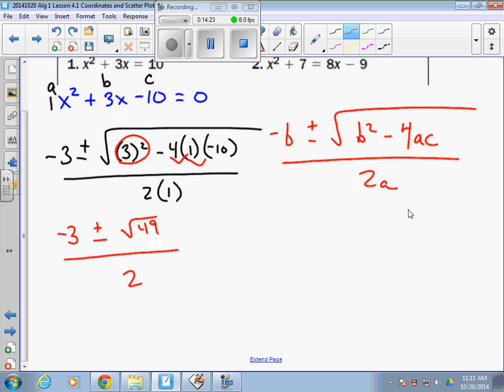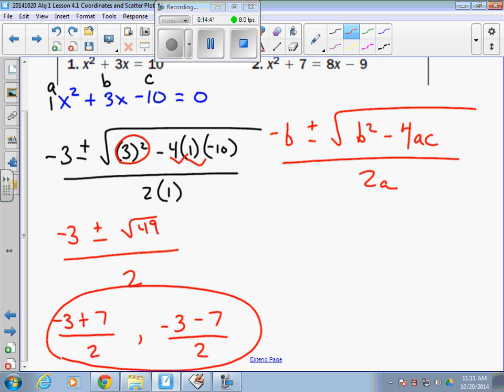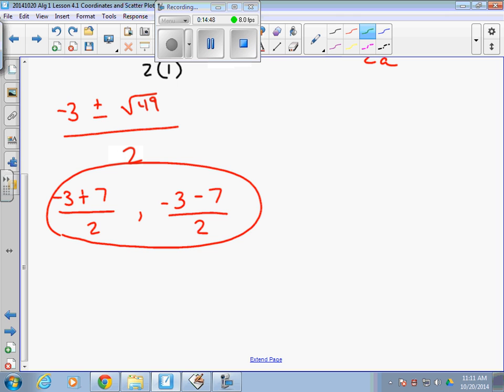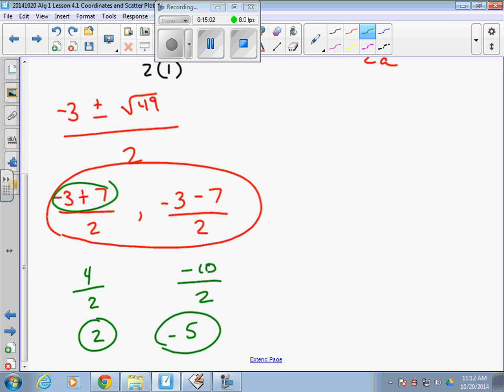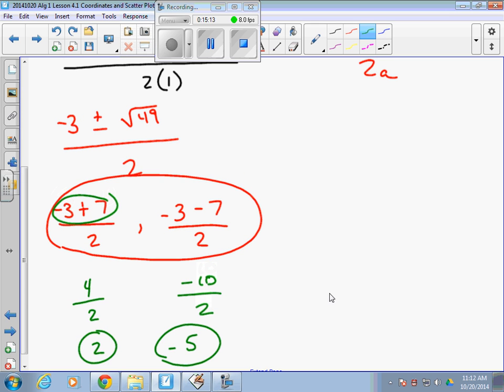So we have two answers for this one. Negative 3 plus 7 over 2, and negative 3 minus 7 over 2. And we can't simplify either one of those. Oh, I'm sorry, we can simplify it. That's my mistake. We can go one step further on each one of those. Negative 3 plus 7 is going to be 4 over 2, which simplifies to 2. And negative 3 minus 7 is going to be negative 10 over 2, which simplifies to negative 5. So both 2 and negative 5 are solutions to this equation. If you plug them back into the original one, you'll get a true statement for either one of those answers.